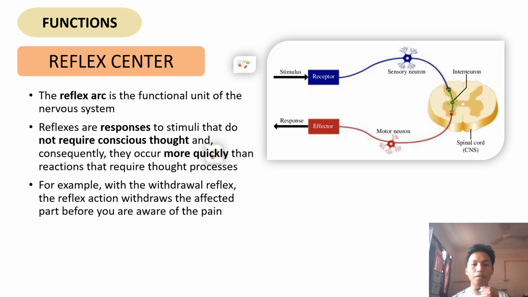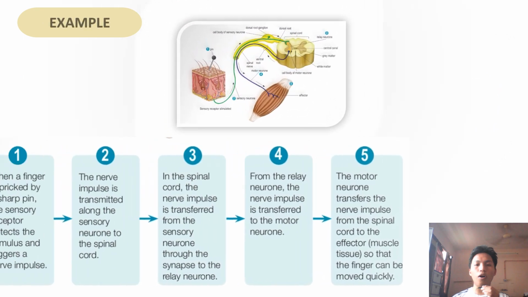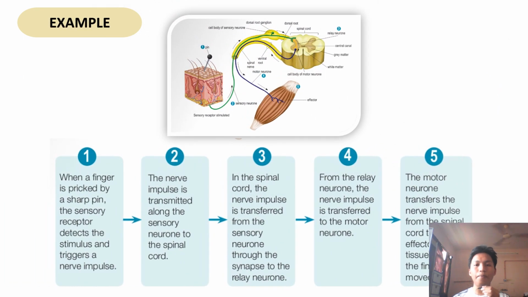So the receptor gains the stimulus. The sensory neuron will accept the stimulus and carry the impulse to the interneuron. Then the impulse will be directed to the motor neuron and will be sent to the effector to give out the response. So here's an example of pain that has been received by the skin.